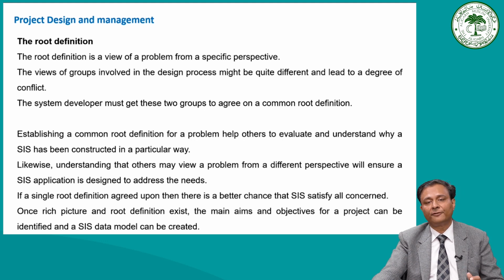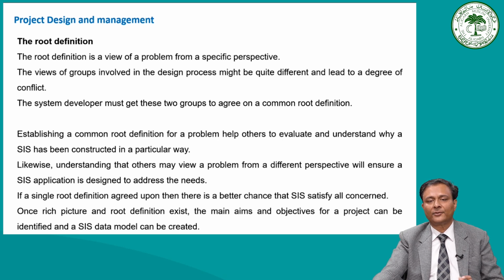Establishing a common root definition for a problem will help others to evaluate and understand why a spatial information system has been constructed in a specific manner, in a particular way. Likewise, understanding that others may view a problem from a different perspective will ensure a spatial information application is designed to address a range of needs. If a single root definition can be agreed upon, then there is a great chance that spatial information science will meet the requirements of all concerned.